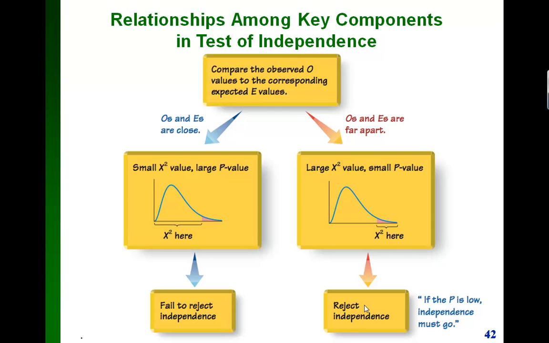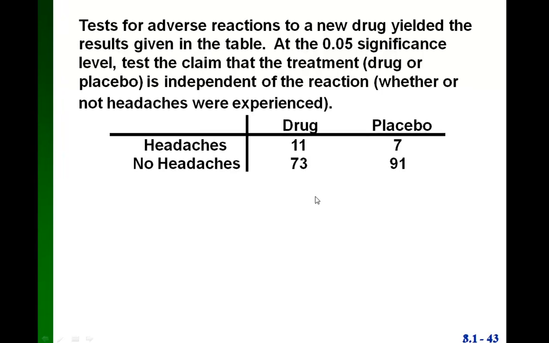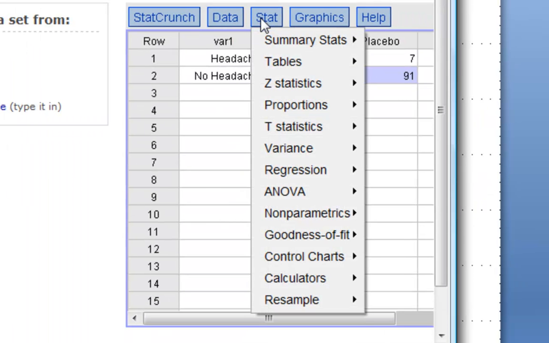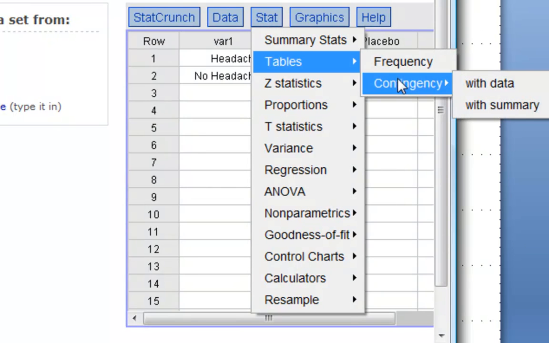Now we're going to look at another example, and this has to do with treatment for headaches, and we're going to put these values into StatCrunch and see what we come up with. So here are the values from the table that I just typed into StatCrunch. This time I put my row labels in this first column. So now we want to do our hypothesis test, and to do a hypothesis test with a contingency table, we do Stat, Tables, Contingency, and again we're doing this with summary data.